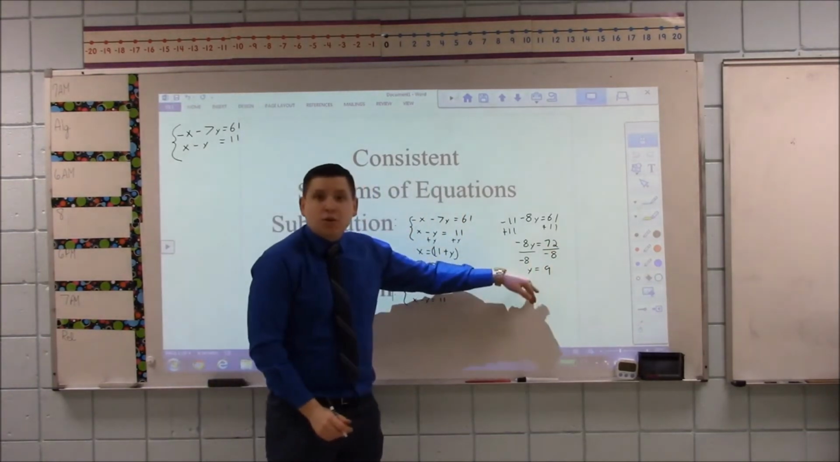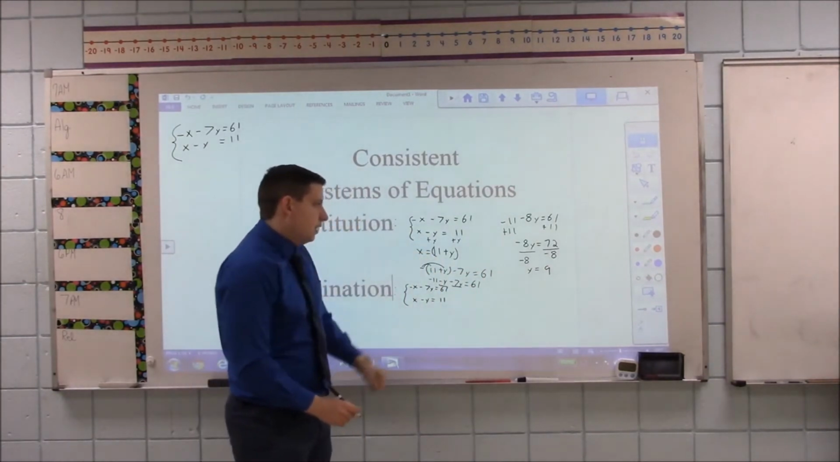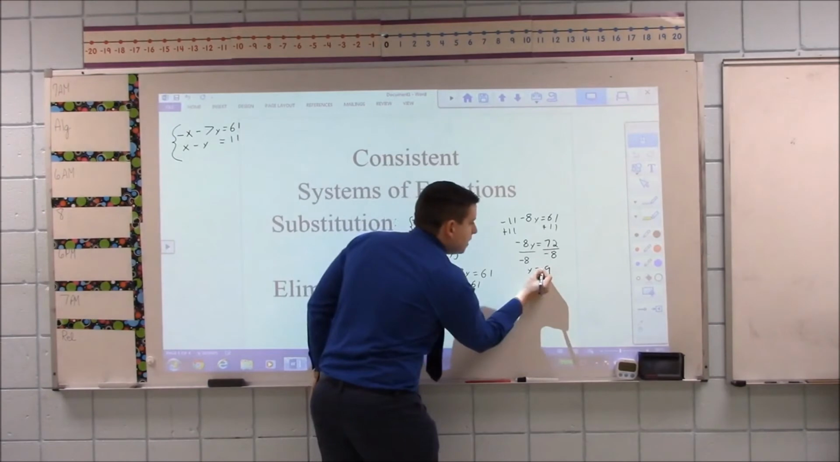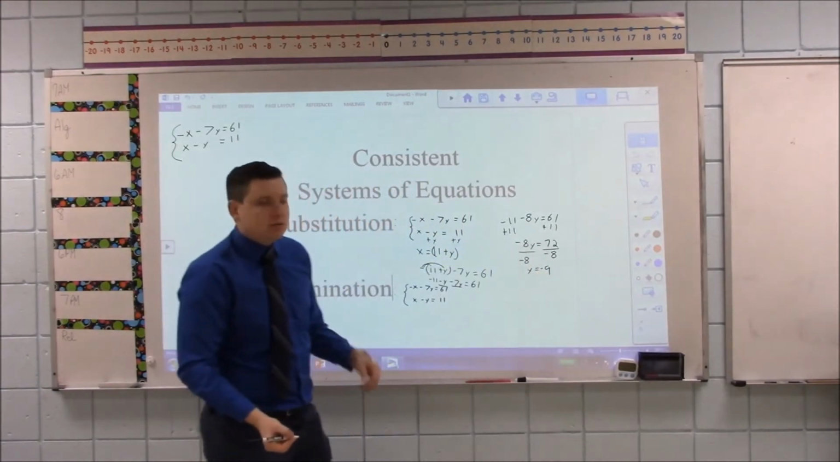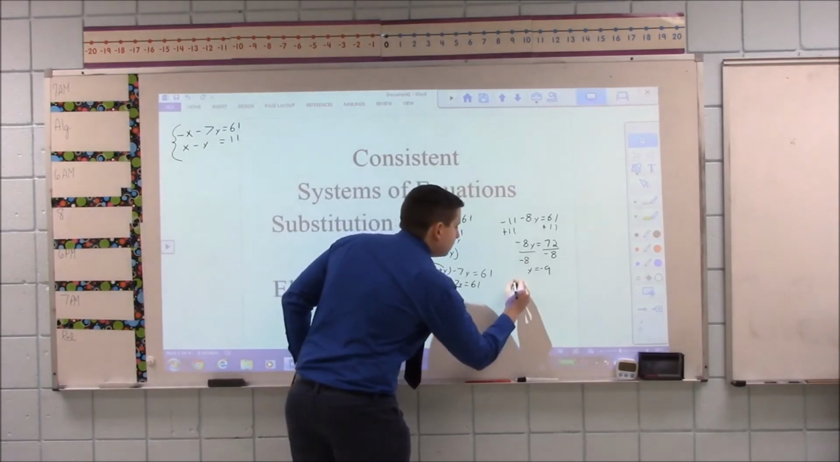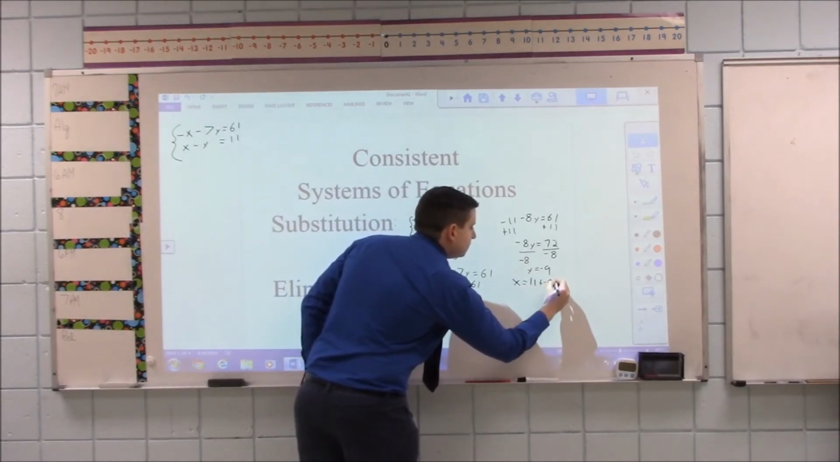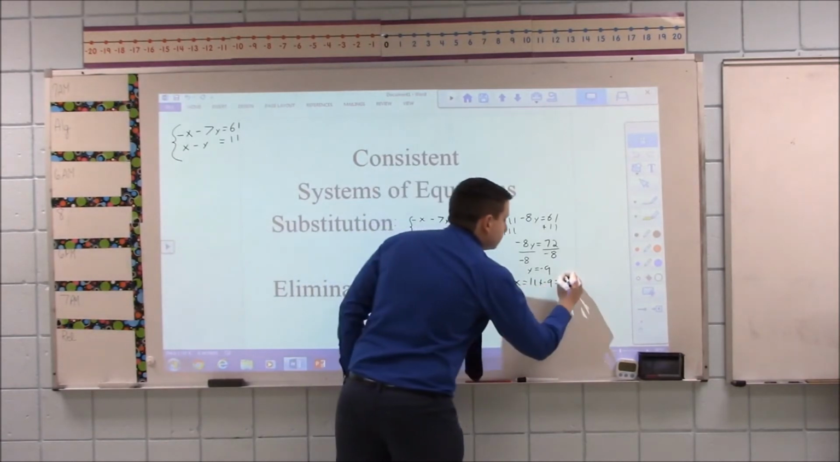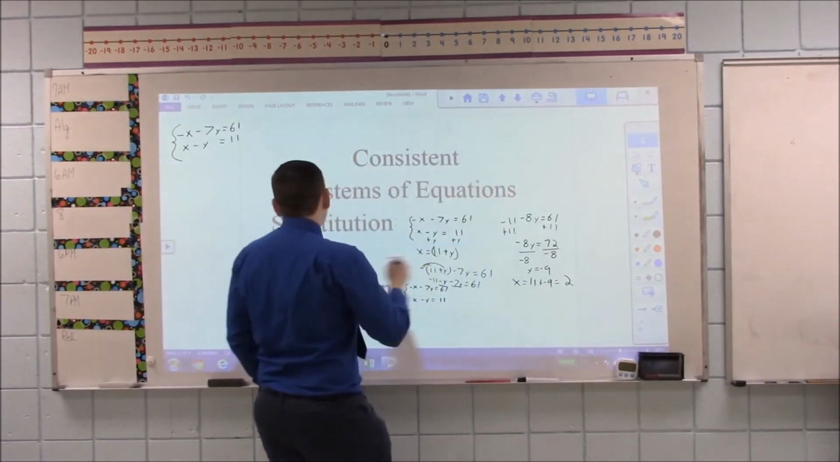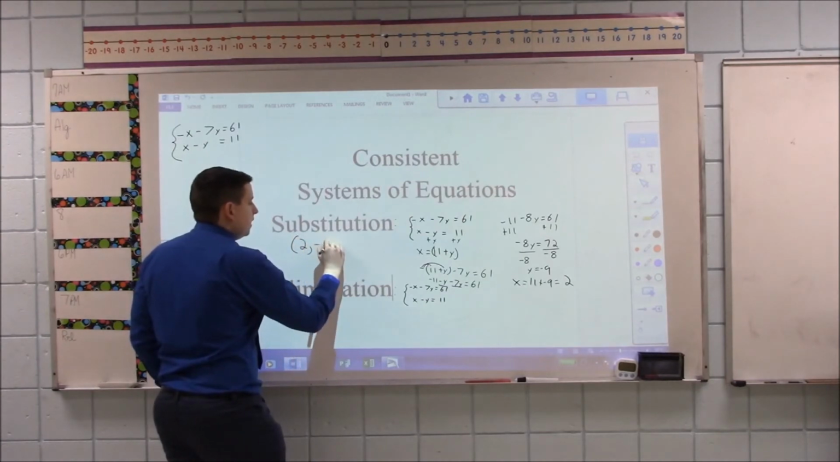After you find one of the values, then you plug that back in here to see what the x value is there. And this is a negative 9 because positive 72 divided by negative 8 equals negative 9. Now plugging that in here, I have x is equal to 11 plus negative 9, so that equals positive 2. So the coordinates for this are 2, comma, negative 9.